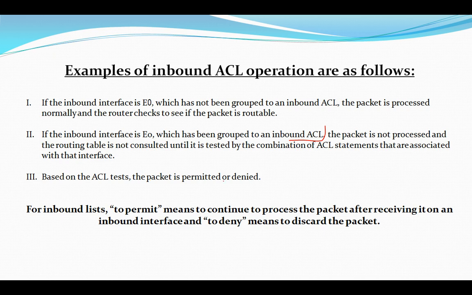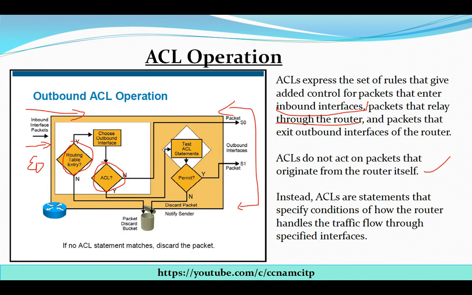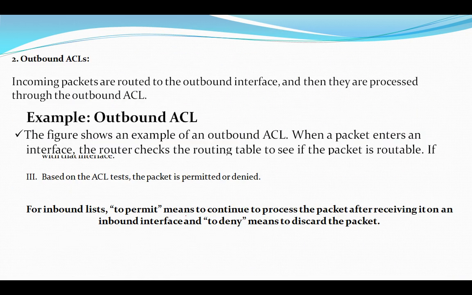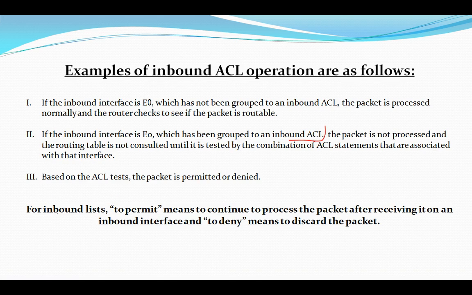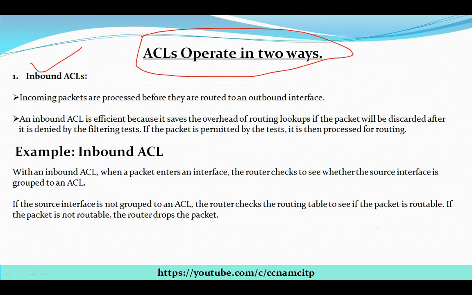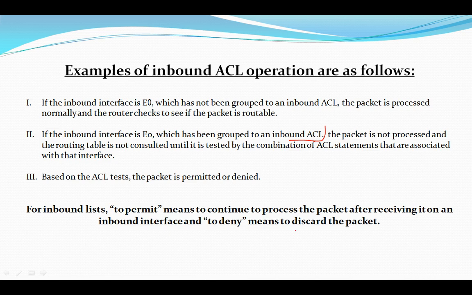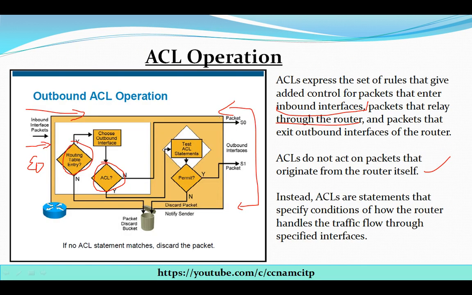Based on the ACL test, the packet is permitted or denied. It will check whether that packet is permitted or denied. If it is permitted, it will go to the next route or next router. If it is denied, then it will be discarded. Second thing, for an inbound list, to permit means to continue to process the packet after receiving it on an inbound interface, and to deny means to discard the packet. So the meaning is very simple. If it is permitted, it will go for the next route, or if it is denied, it will be discarded here itself. It will not go to that particular outbound interface.